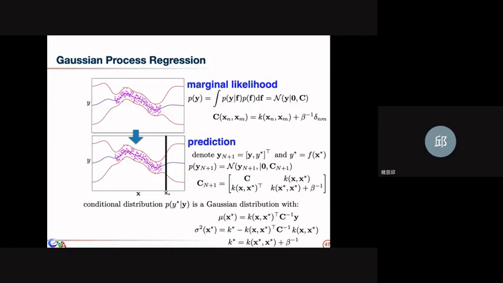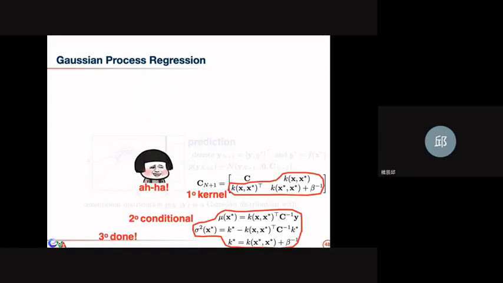So this is the prediction you want to get. In this prediction, you are trying to use the relationship between the training data and the test data to do the prediction. Again, you can see this is a memory-based method.